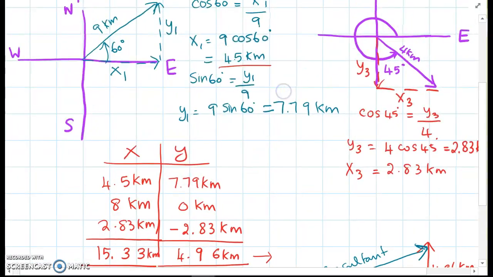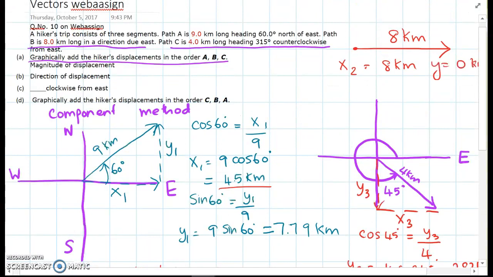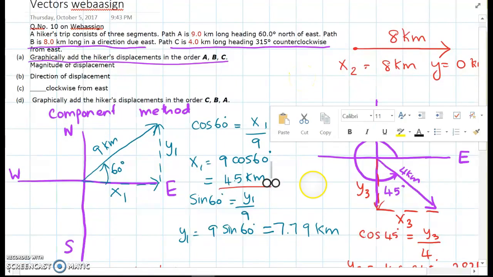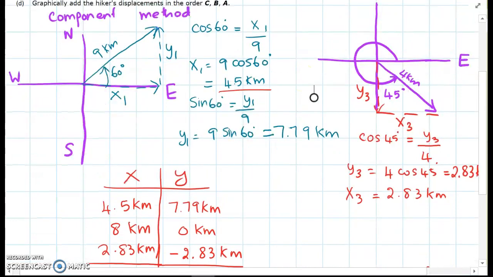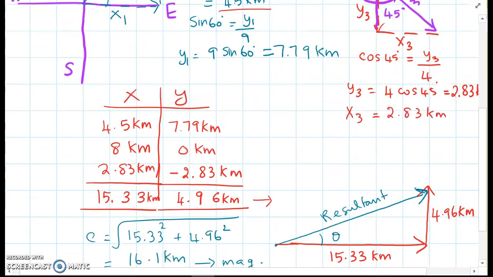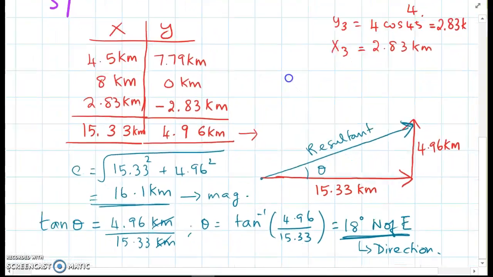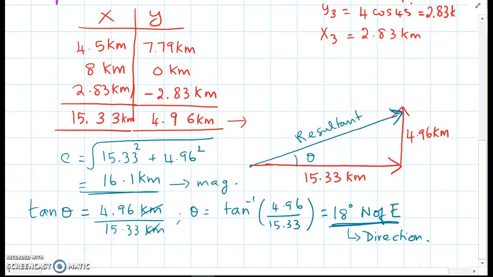To recap, if you have three vectors in random directions, your first step is to divide each vector into the x and y components, making sure that you give the appropriate sign for the x and y components when you transfer them into your chart. So you list all the x components together and then the y components together. Find the total x and the total y, and then form a new right angle triangle. Solve for the hypotenuse by using the Pythagorean theorem and solve for the direction by using tangent theta.